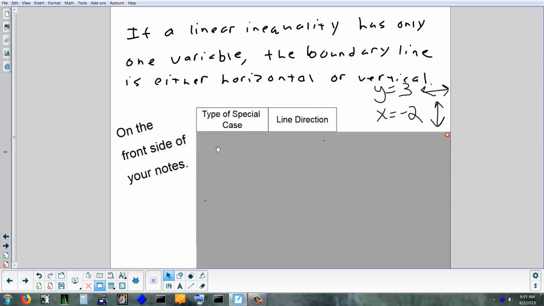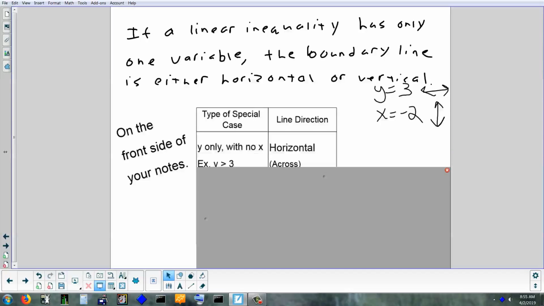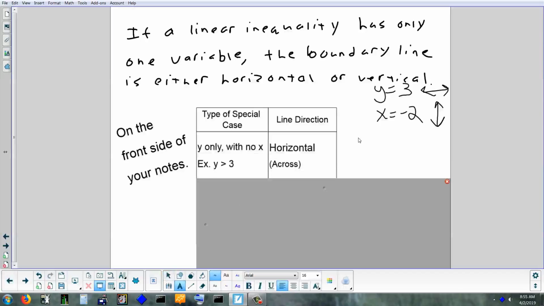It's kind of similar when we do it with a linear inequality. Meaning now there's going to be an x and no y, or a y with no x. You only have one variable. So, y only, with no x. Here would be an example: y is greater than 3. There's no x. You only have one variable. You're going to draw your line horizontal, meaning you want to draw your line across.